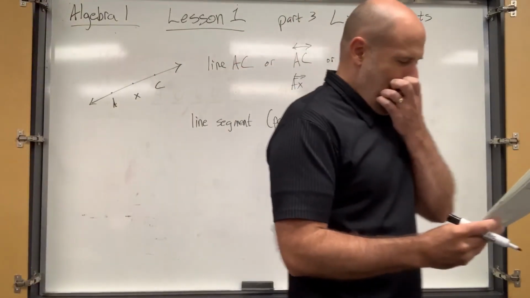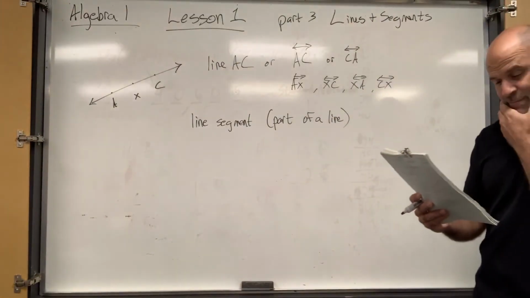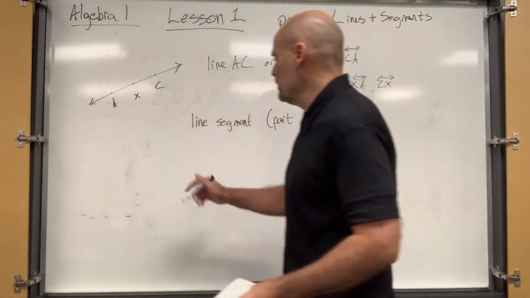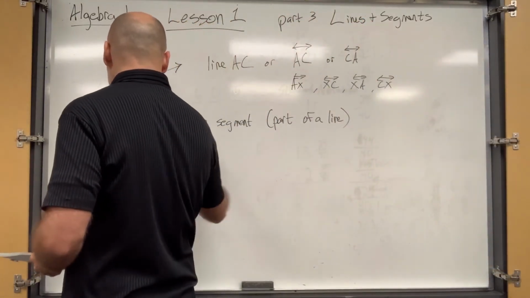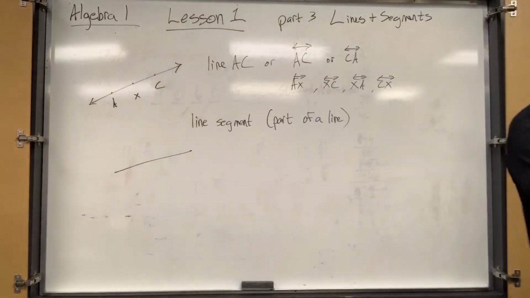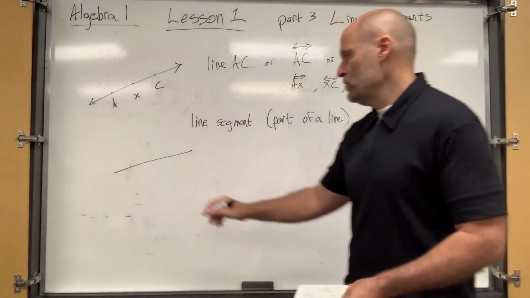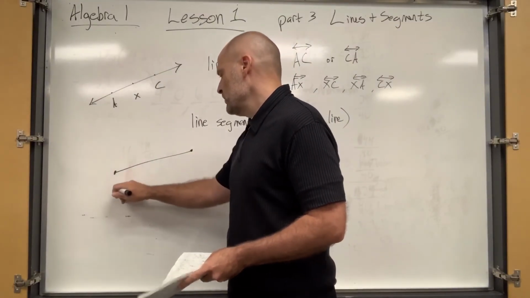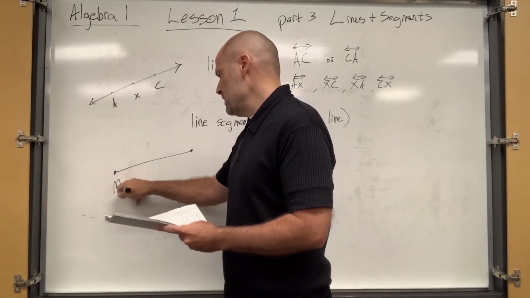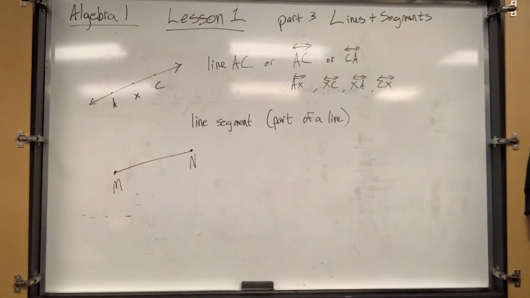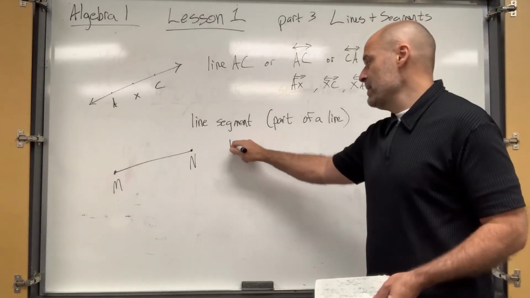Okay, let's get back to this before I get arrested. When you're naming a line segment, it's not enough to just say 2 points anywhere on the line segment. You have to pick the 2 end points. So if this was M and N, you would say this is line segment MN.